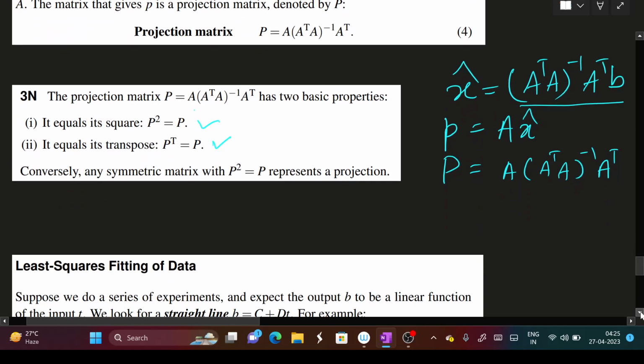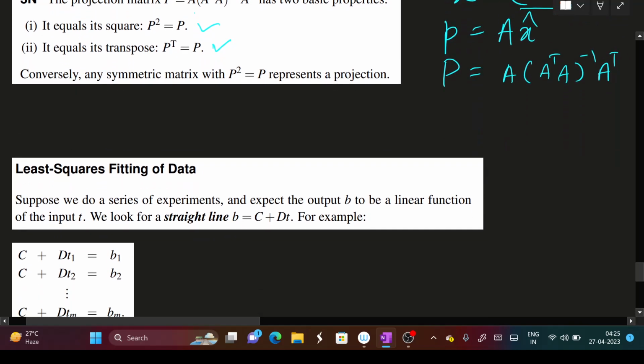So now the target is fitting data to a straight line by the least squares method. Suppose we do a series of experiments and expect the output B to be a linear function of input T. That is, B is equal to C plus Dt.